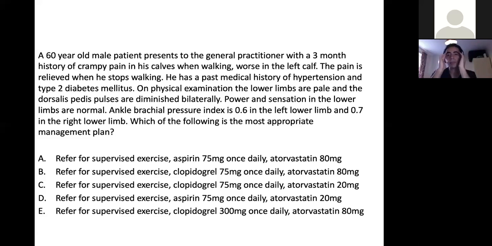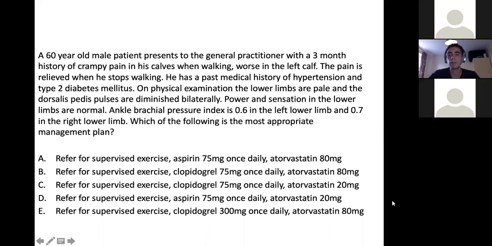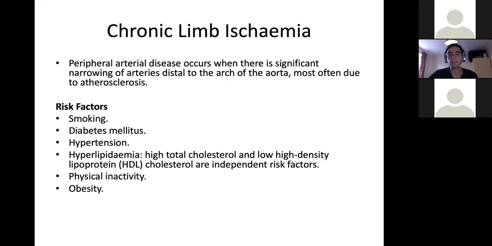And essentially, as we go through the answers, you need to manage the risk factors of this patient. So you need to give them an antiplatelet, and the number one choice tends to be clopidogrel, and treat cholesterol with a high dose statin. So this normally tends to be atorvastatin 80 milligrams. Okay, so the right choice is B.